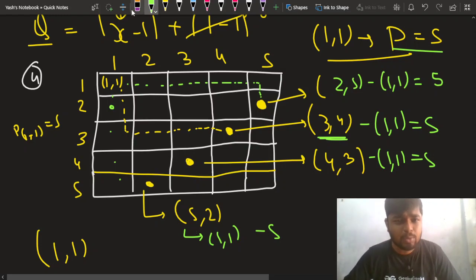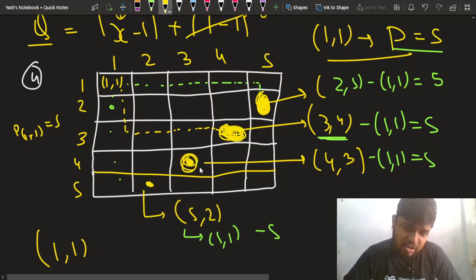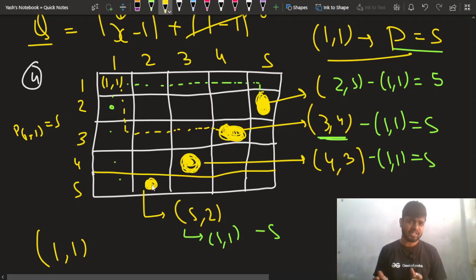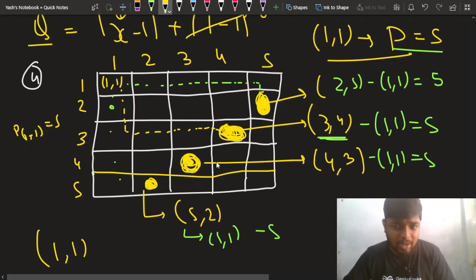So how do you determine which cell is your cell? You can see directly that this cell is present at a distance 5, this cell is also present at a distance 5, this cell too, and this cell is also one of the cells present at a distance of 5, right? So how do you determine which is the cell among 2 comma 5, 3 comma 4, 4 comma 3 and 5 comma 2, which one is at this distance?